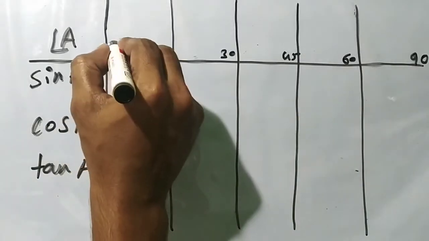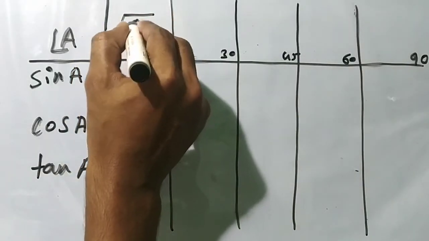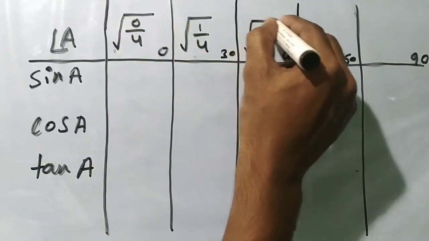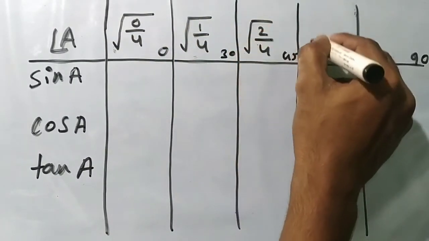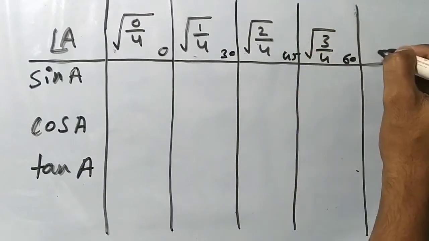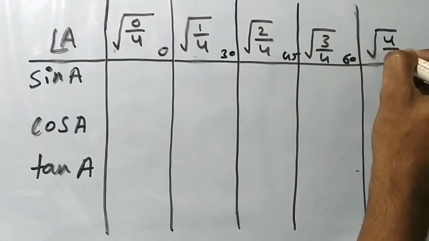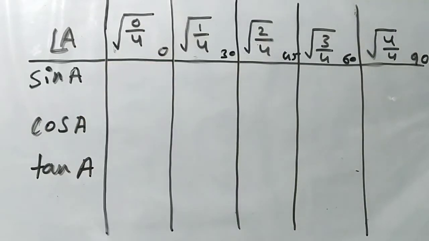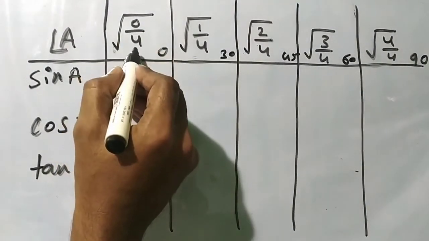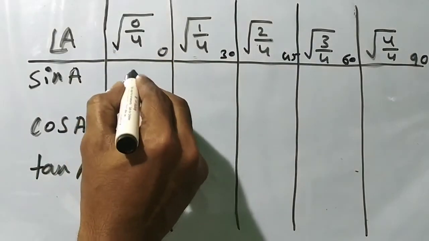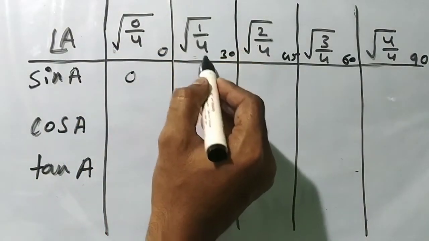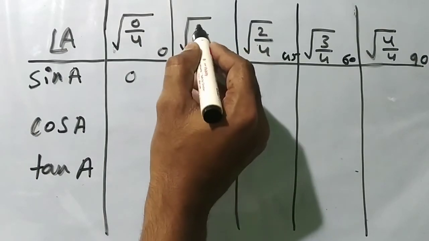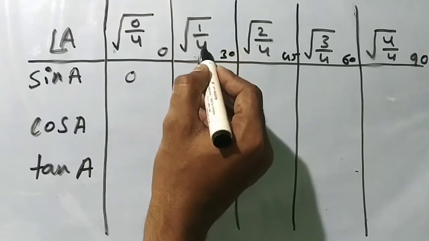We have to write in such a way: root 0 by 4, root 1 by 4, root 2 by 4, root 3 by 4, under root of 4 by 4. We get value here. 0 by 4 is equal to 0. So 0 by 4 is 0. Under root of 0 is 0. Under root of 1 by 4. Here root 1 is 1. We can write it as root 1 is 1 and root 4 is equal to 2.